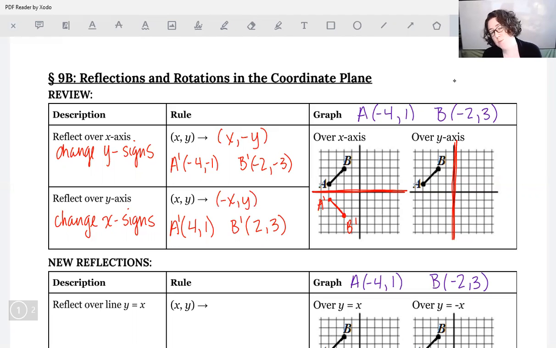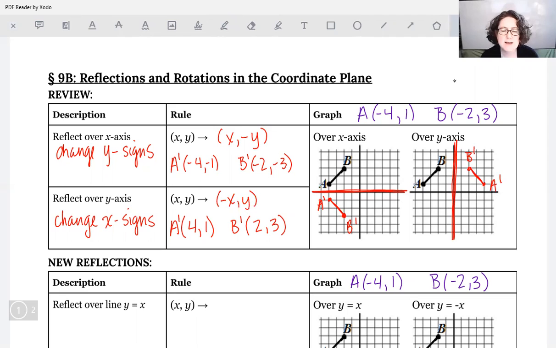So now our new A prime would be, again, if it was 4 to the left, we go 4 to the right. So our new A prime would be at the point 4, 1. Our new B prime, well, instead of going 2 to the left, we go 2 to the right. So B prime is at 2, 3. Perfect reflection over that Y axis.